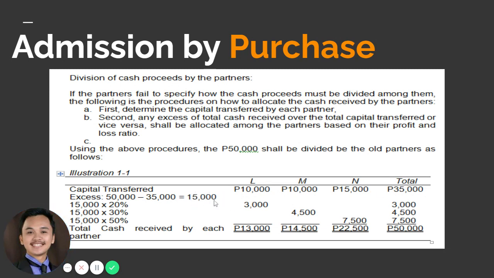That 15,000 is considered as a gain to the old partners. So that 15,000 will now be distributed to the partners using their profit or loss agreement. Their profit or loss agreement is 20%, 30%, and 50% respectively for L, M, N. So multiply it by 15,000. L will be receiving 3,000, M will be receiving 4,500, and N will be receiving 7,500 as gain on selling their interest. So in total, L will be receiving 13,000, M will be receiving 14,500, and N 22,500. And after this, O will now be a new partner in the partnership, holding 50% of the total interest in the partnership.